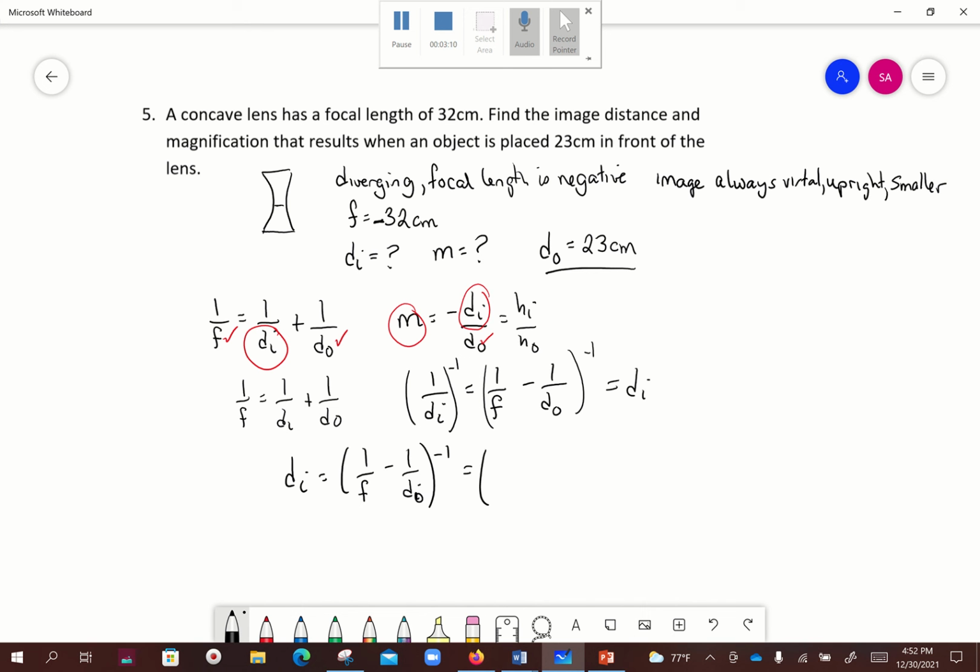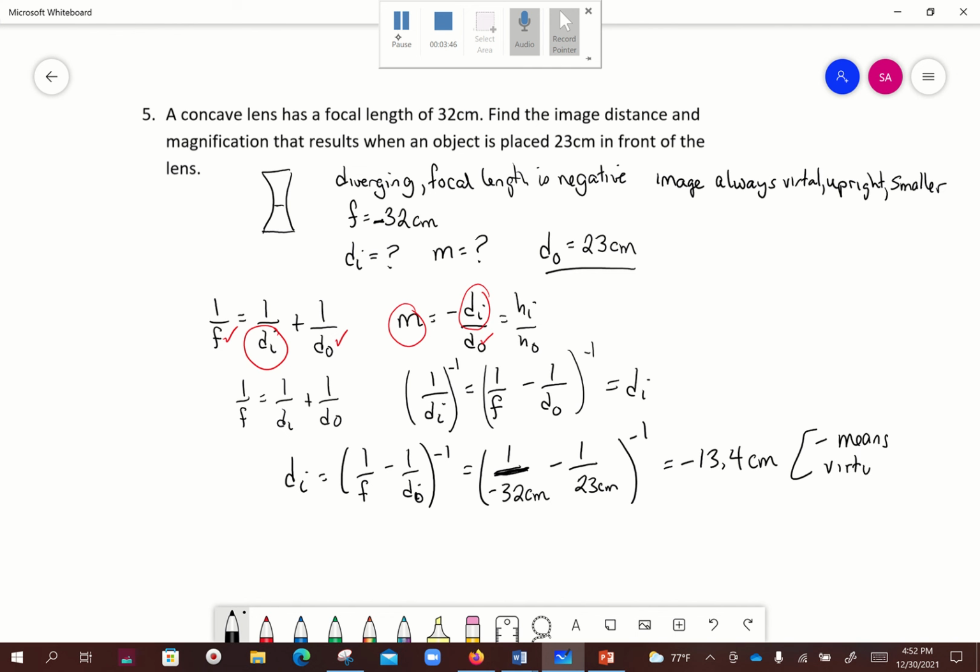So F is minus 32, and again, it's important that I did that. If I hadn't done the minus, I'd get the wrong number. So because it was a diverging lens, a concave lens, I automatically put that my focal length was negative. All right, minus 1 over DO, and DO is 23 centimeters. And I do 1 over that, so I get negative 13.4 centimeters is my DI. And what does the negative mean? The negative means that it's virtual.